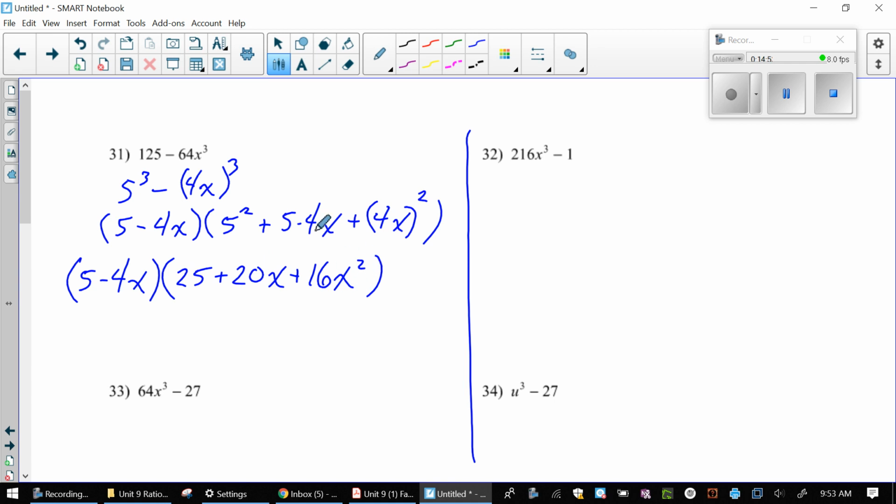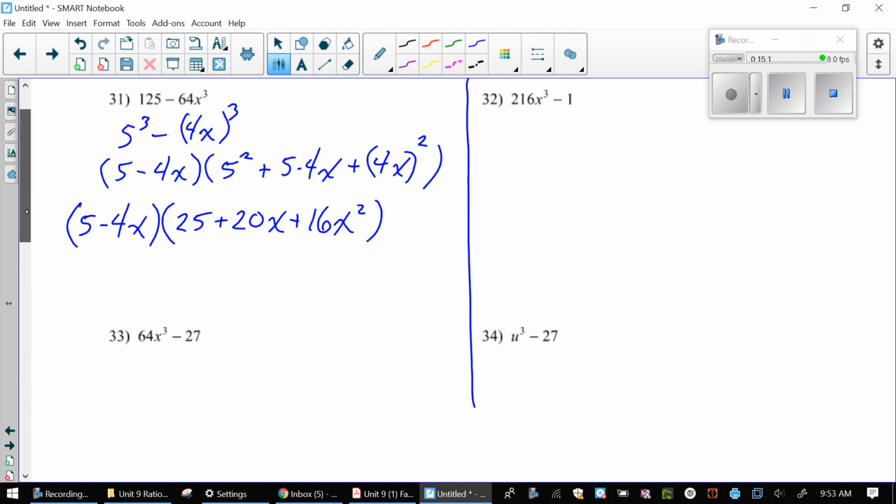And then when we go back and do this now, watch each of those cancel out. Negative 4x times 25. There's my negative 100x to cancel out the 100x. Negative 4 times positive 20x. There's my negative 80x that canceled out that 80x squared, and negative 4x times 16x squared gives us back that negative 64x cubed. Okay, there's our pattern, and again, distributing it back is going to show us how those cancel.